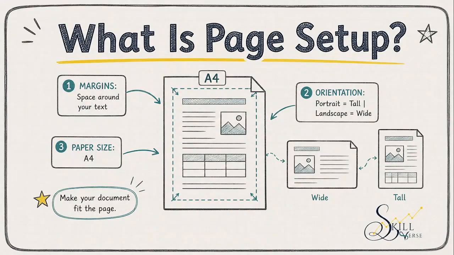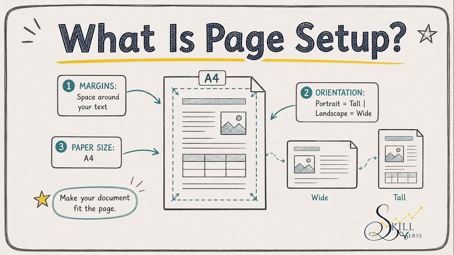So let me ask you something. Have you ever tried to print a document and the text got cut off at the edges, or there was too much empty space on the sides? That's a page setup problem. It's basically telling Word how big is my page, how much space do I want on each side, and which direction should the page go. So there are three things to fix them.